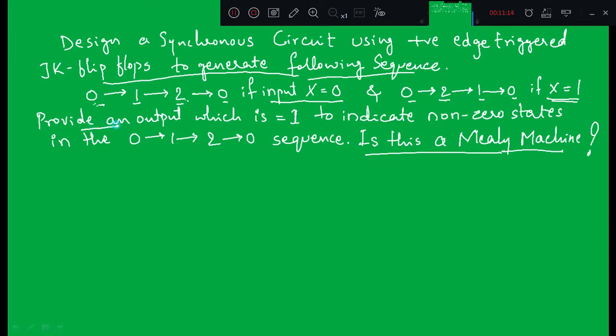In the problem statement he has also given when the output is going to be high: provide an output equal to 1 to indicate non-zero states in the sequence 0, 1, 2, 0. In this sequence, whenever the state is non-zero, the output is equal to 1. He has not talked about the second sequence. He has told only when the output is going to be high when there is a non-zero state in this sequence, that is 0, 1, 2, 0. And he has asked whether the circuit you are going to design is a Mealy model or a Moore model.